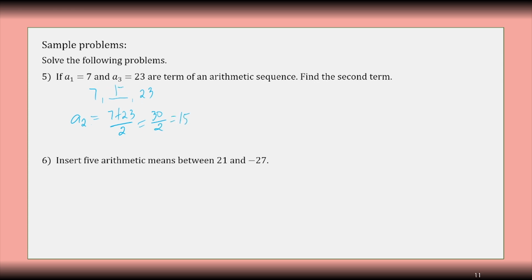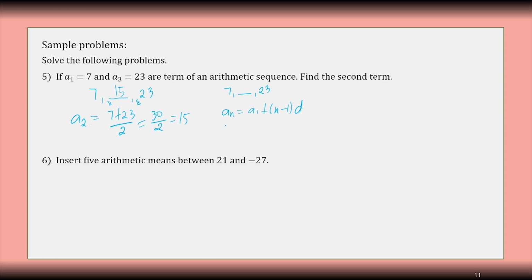So kung 15 siya, pwede natin naman siyang i-check. 15 minus 7 is 8. Then 23 minus 15 is 8. So since equal yung ating difference, so we have a common difference, and it means that we have an arithmetic sequence. Now, paano pag mas marami yung ating i-insert sa ating given sequence? So in this case, gagamitin pa natin ating formula. So we have 7, 23. So ang formula pa natin is a sub n is equal to a sub 1 plus n minus 1 times the common difference. So ang a sub n natin is the last term or the third term.